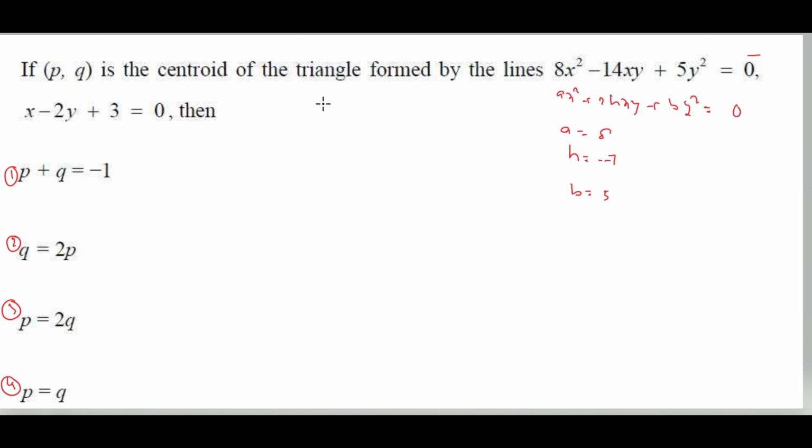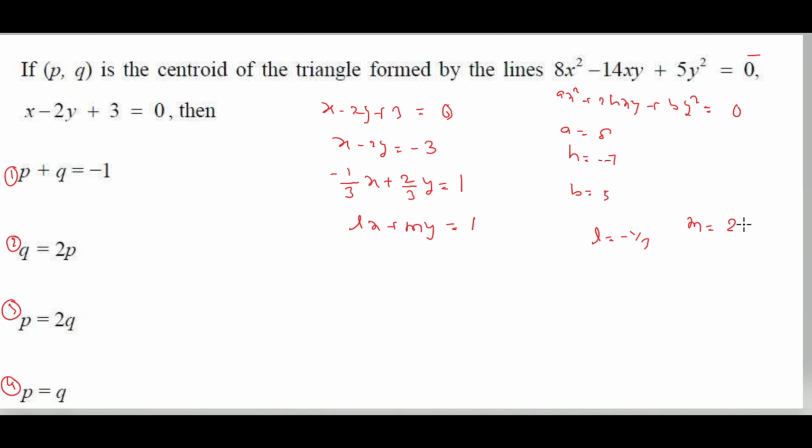Now the given equation is x minus 2y plus 3 is equal to 0. So this is written as x minus 2y is equal to minus 3. Dividing by minus 3, that is minus 1 by 3 x plus 2 by 3 y is equal to 1. So it is in the form of lx plus my is equal to 1. Here the l value is minus 1 by 3 and the m value is 2 by 3.